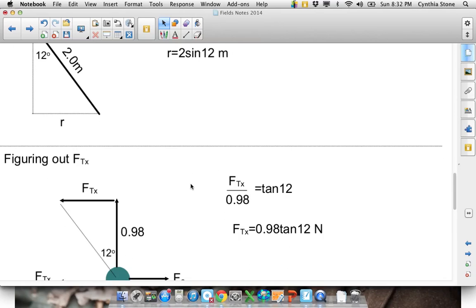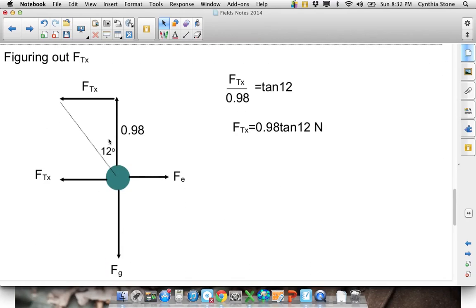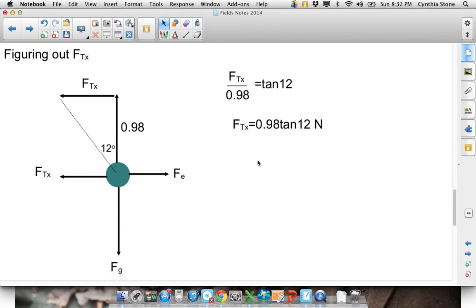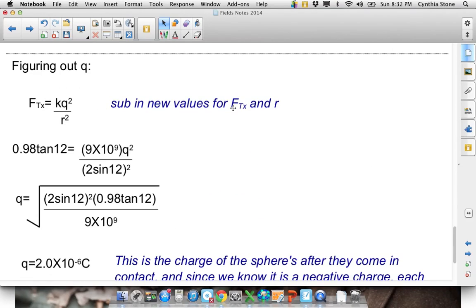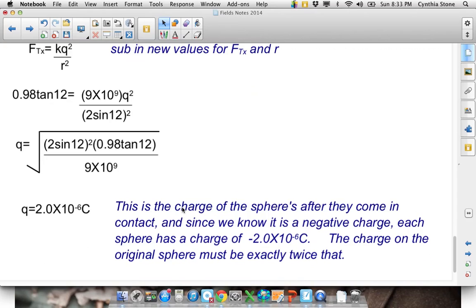When finding out FTX, I can say, okay, well, I know this is 0.98 on my free body diagram. This is FTX. This is 12 degrees, so kind of the same idea. Now I know 0.98 is like the adjacent to the 12 degrees. So FTX, which is opposite over adjacent, equals tan 12, so I can solve for FTX. This stuff is hard, right? There's no question about it. It's really hard stuff. But we do now have FTX. We now know R, so we can actually solve for Q now. Because this is the equation I have. I know FTX and I know R, right? Solving for Q, and I get a number.